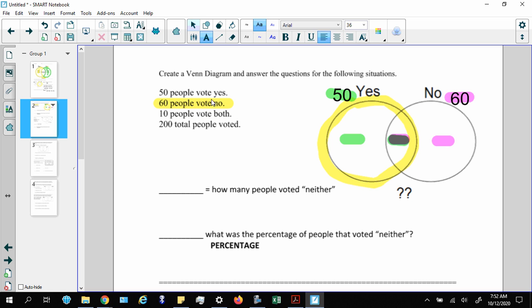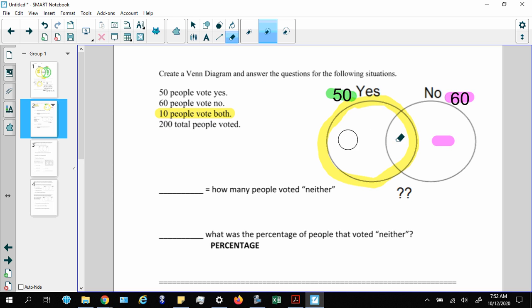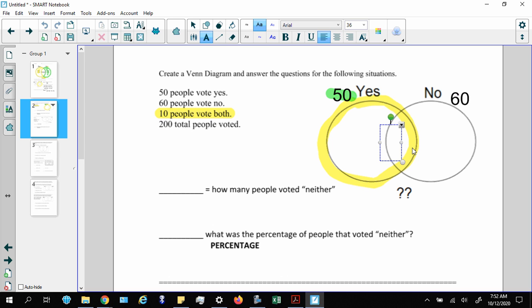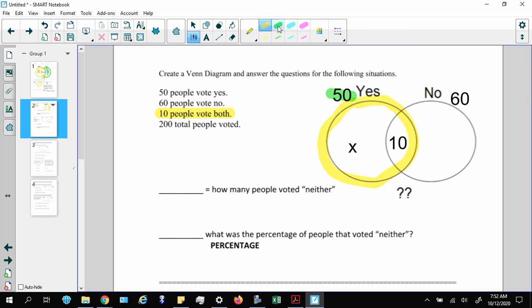Now, the next thing it says is that 10 people voted for both. This makes life a lot easier because now we know how many people voted for both. So let's clean this up a little bit. Actually, I cleaned it up too much. So 10 people voted for both. To solve for this, remember what I just said: whatever number is here and whatever number is here will give me this number. So that's 50, that's 10, which means this is going to have to be 40.